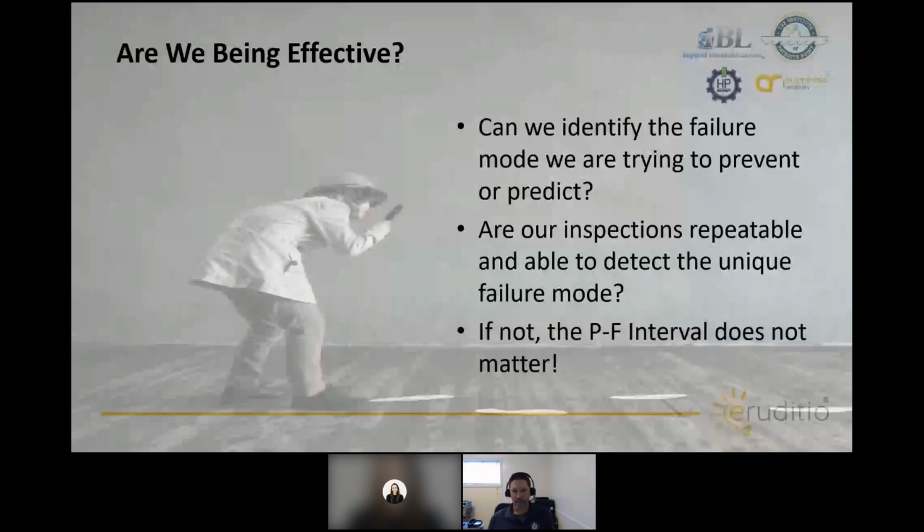I'll give you an example. So if we have a pump and we have a PM that many organizations have for pumps, and it says inspect pump, what are we actually looking for when we go to inspect a pump?